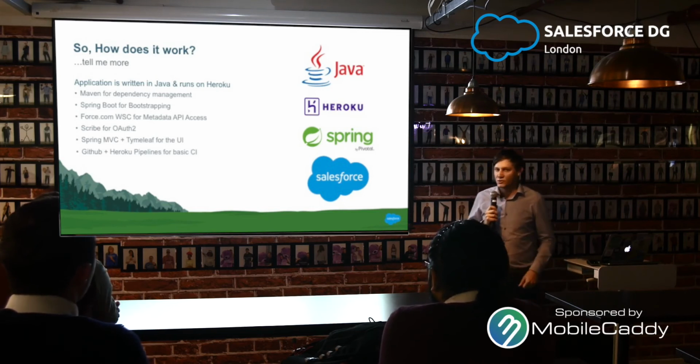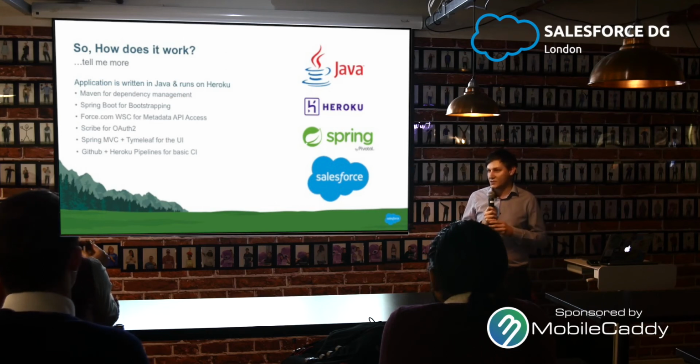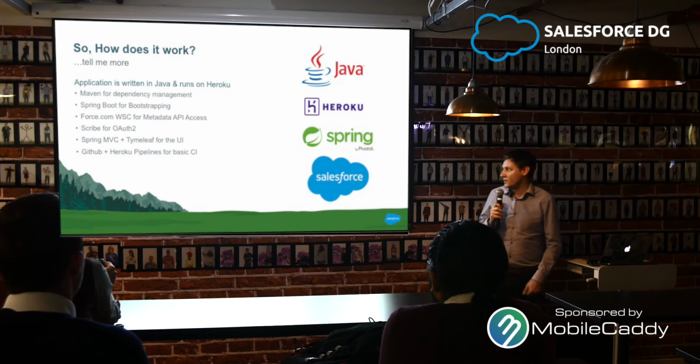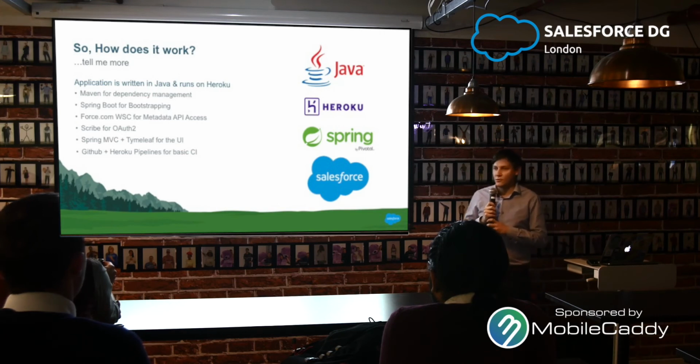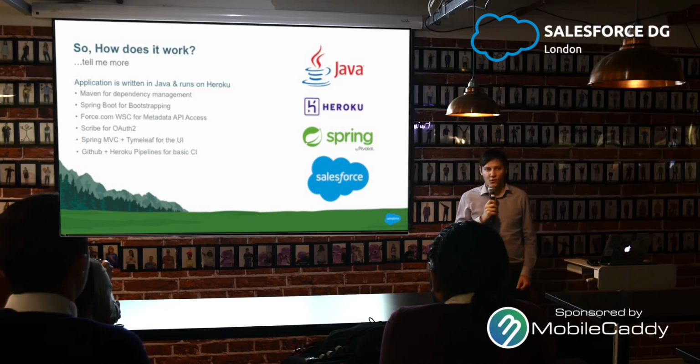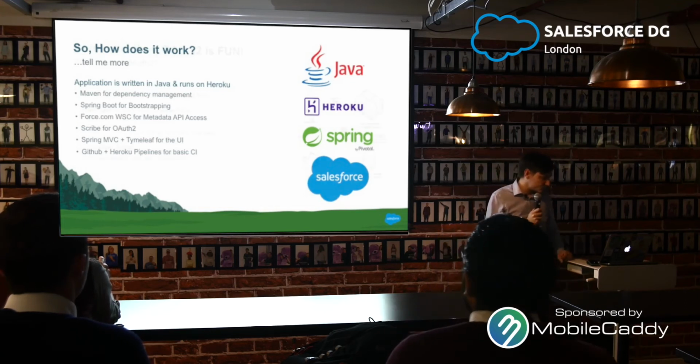I'm using a library called Scribe for OAuth 2, which makes doing OAuth very, very quick and easy. Spring MVC and Thymeleaf for the UI, and GitHub and Heroku pipelines for basic continuous integration. Obviously, the whole app is hosted on Heroku.